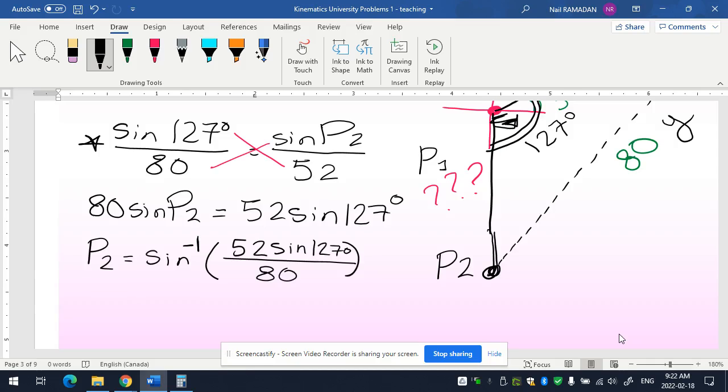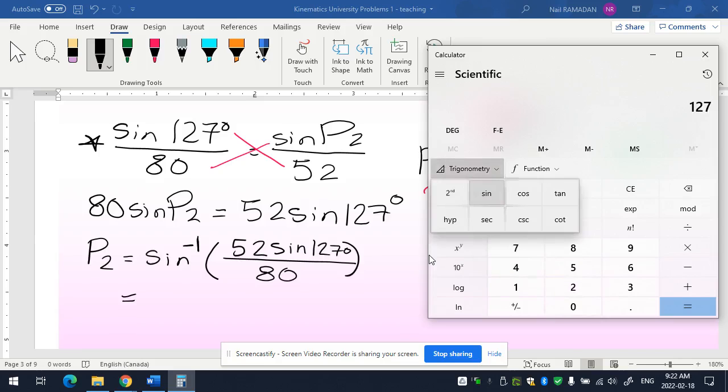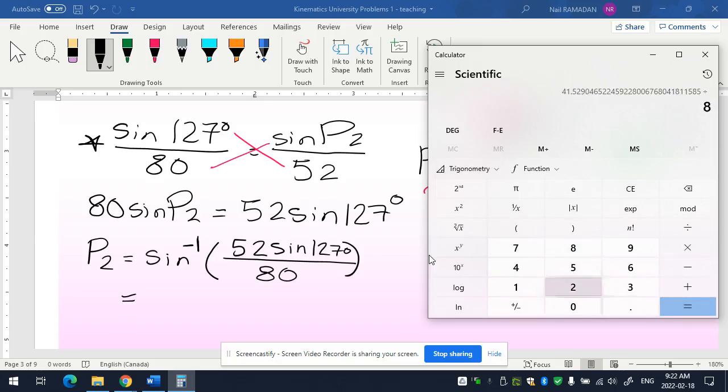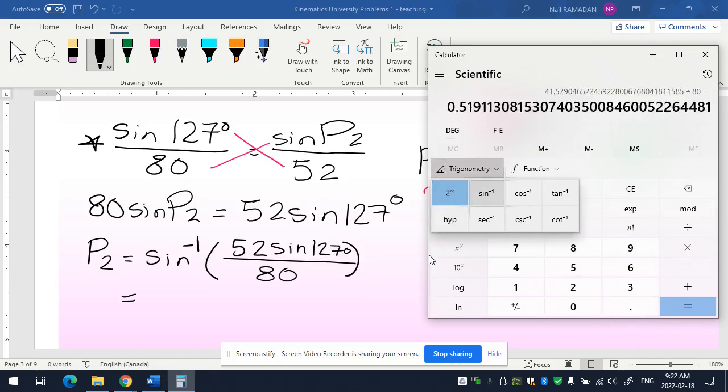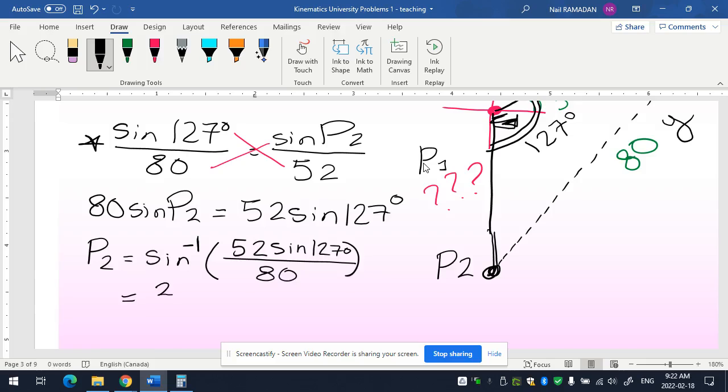Okay, let's do this with the math slowly. So first, I have to get the angle. So 127, trig, sine, times 52, divide by 80. I should get a decimal, otherwise there would be no sine inverse of this. Yes, we're good. And then shift, trigonometry, sine. Boom. The angle P2 is 31.3 degrees. That's P2.